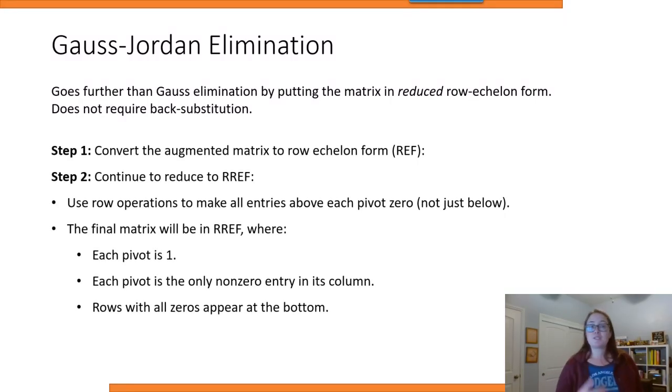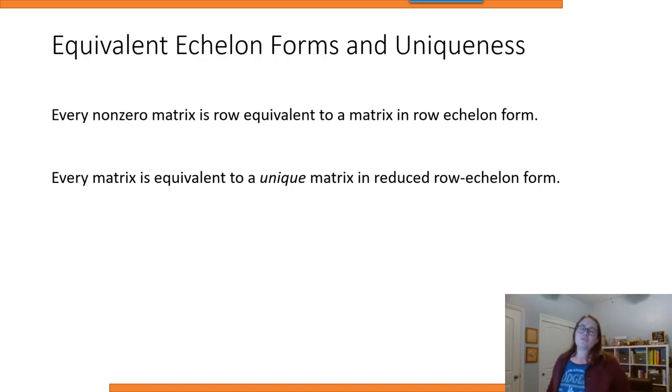So step 1 is to take that augmented matrix, convert it to row echelon form, and then you keep going. Once you're in row echelon form, you make sure that above all of your pivots, all above the leading ones, you have zeros as well, and you don't stop until that happens. So you get it into reduced row echelon form. Okay, so we're not going to do an example of that in this video, but we just take what we started in that last example and take it a few steps further.